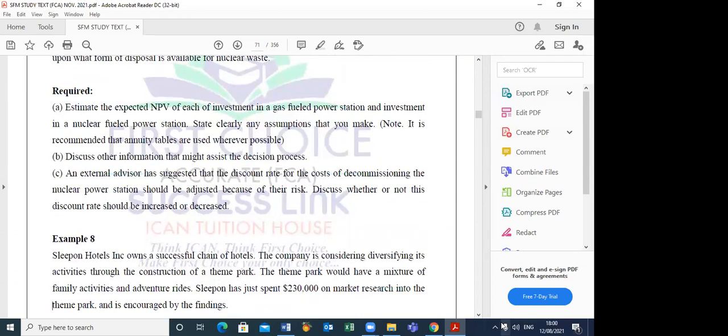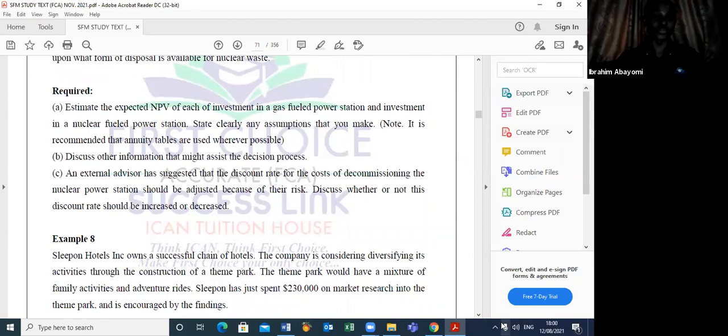We are going to solve everything. I wanted to do one and leave the other one for you, but no, I won't do that. So that we can compare 2 projects. The previous NPV we computed is just for one project. This one now is for 2 different projects. We want to make a choice between 2 different projects here.